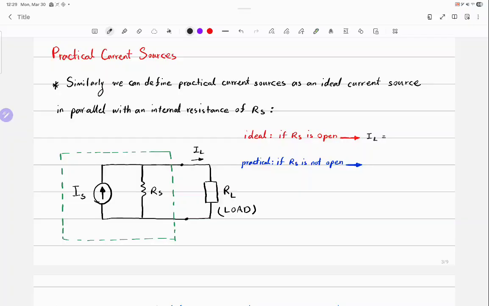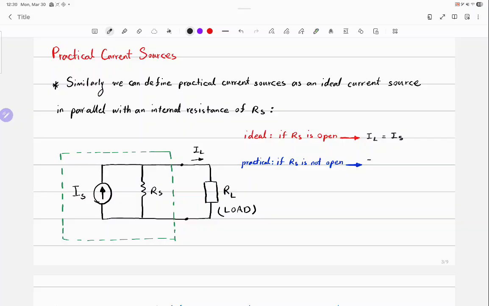Yeah, IL is the label. Give me an expression for IL. No, RS is open, not RL. RS is open. IS, right? All the current will pass through the load. Nothing goes through RS, right? RS is open. Okay. What if RS is not open?